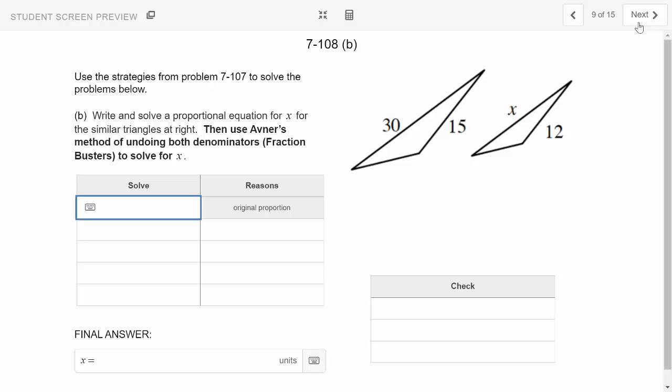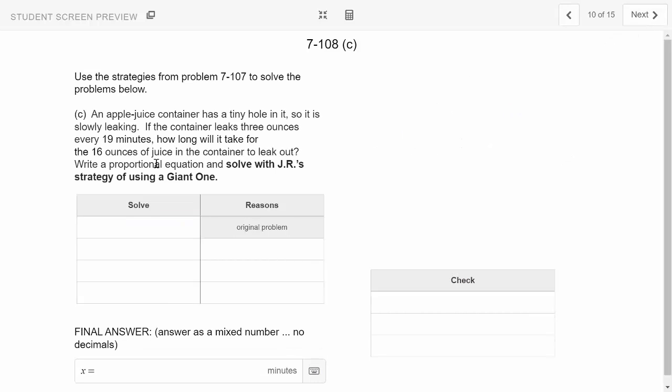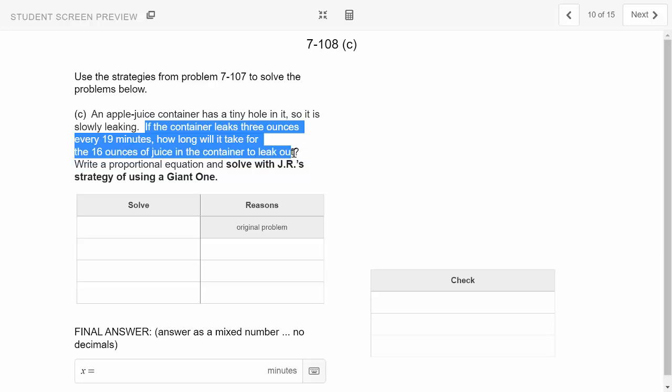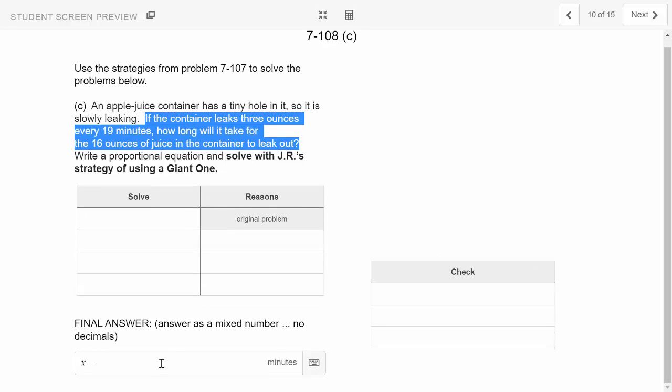When you get to part C, they want you to do the giant 1 strategy that many of you are so good at. You will need to figure out the proportion that's hiding in this question right here. Write the proportion in your notebook, solve it, and you can type your answers into the Desmos and see if you get them right too. That'll be helpful. Work together, help each other, learn the material.